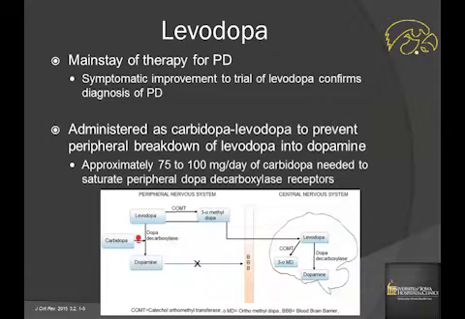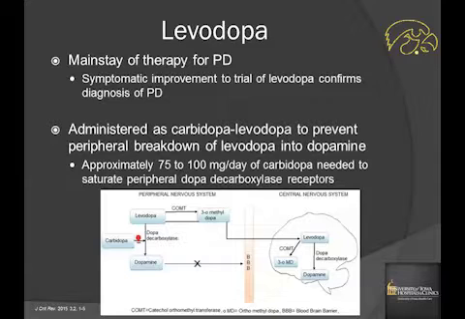The mainstay of treatment for Parkinson's disease is and really always has been the use of levodopa. The important thing with levodopa is that not only is it the mainstay of therapy, but if a patient responds favorably to levodopa, the symptomatic improvement to a trial of that basically confirms your diagnosis of Parkinson's disease. Now, if you are suspicious for Parkinson's disease and you give patients an adequate trial of levodopa, and I'll talk about what an adequate trial is, and they don't have any improvements in their symptoms, then maybe it's time to go back to the drawing board about what the initial diagnosis was.